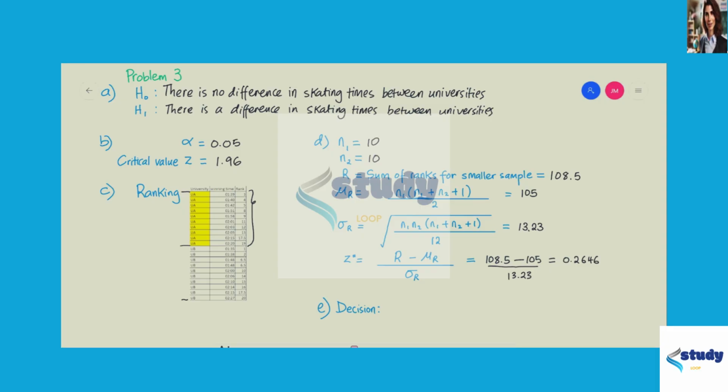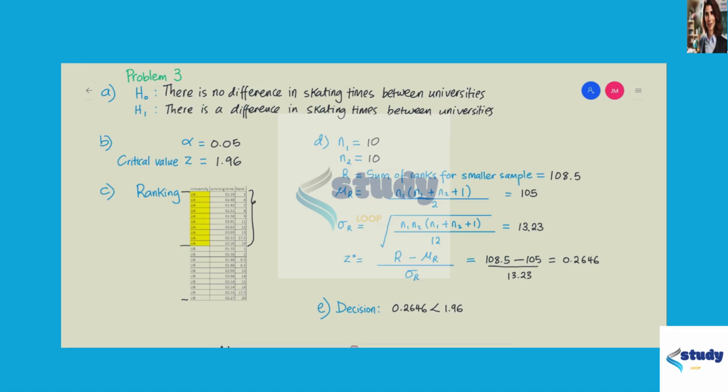Now that we have the calculated value of z, we can compare that with the critical value. So 0.2646 is less than 1.96. So this tells us that our calculated value of z is not within the critical region.